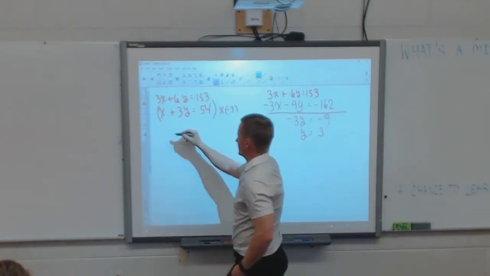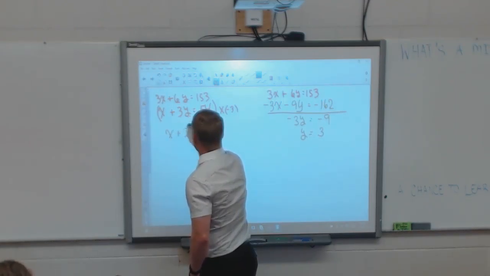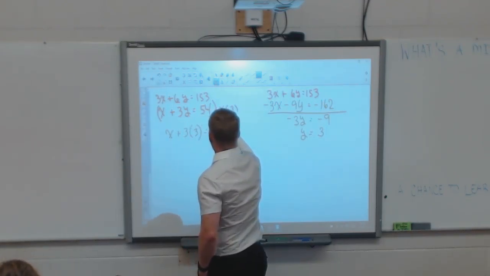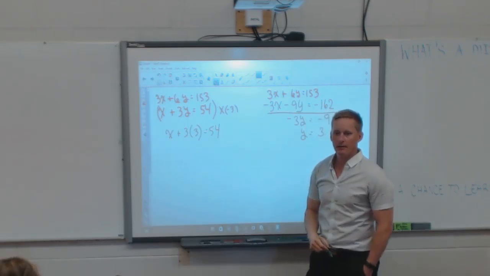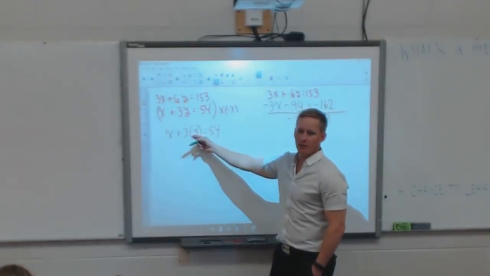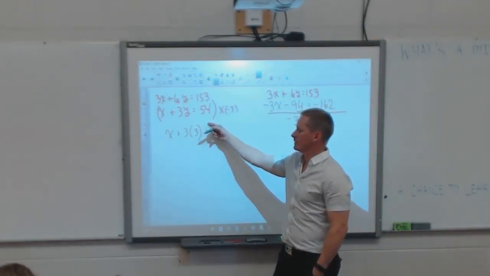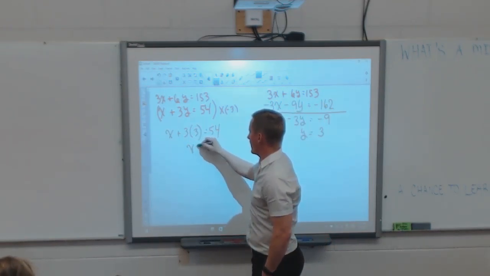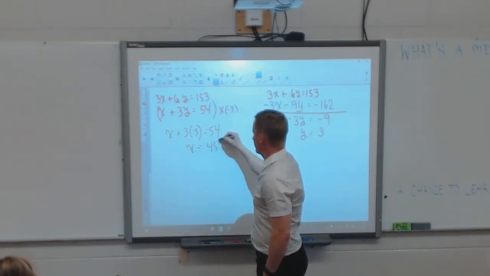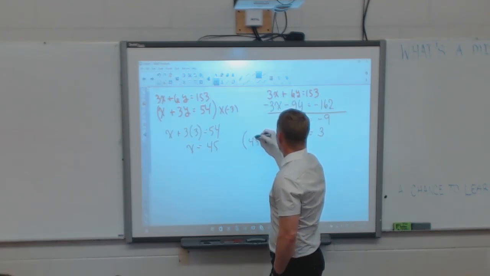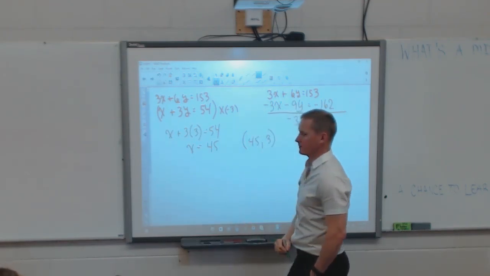And then how did I get the price of my ticket? Substituted in. So let's go x plus 3 times 3 equals 54. Right? What did this equal? 9. Subtract that from 54 and I got x equals 45. 45 and 3. Just like that.